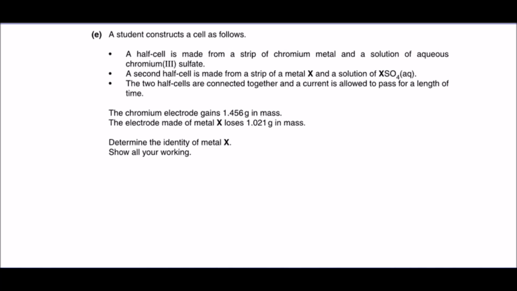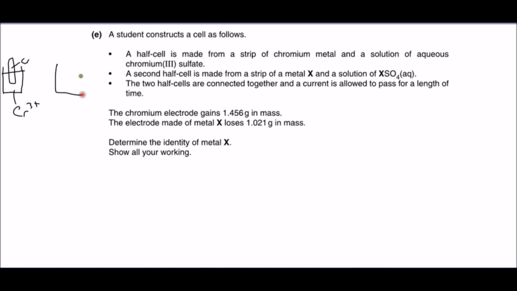Final part of this question. So 4 marks. This is the toughest part of this question, so you might be kind of wanting to stop here, but you need to look at this question. And I'm going to draw a picture because it's always good to have either a drawn or mental picture of what's happening. So it says a half cell is made from a strip of chromium. So there's the chromium in a solution of aqueous chromium 3 sulfate. So we should know that that's got Cr3+ in it.